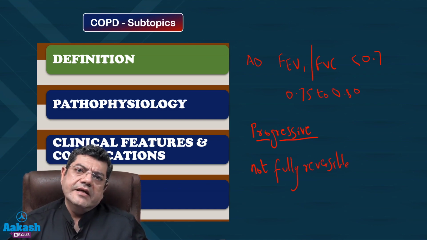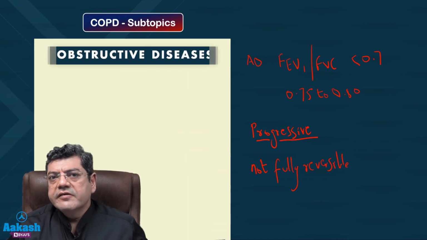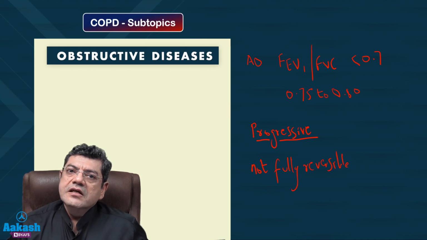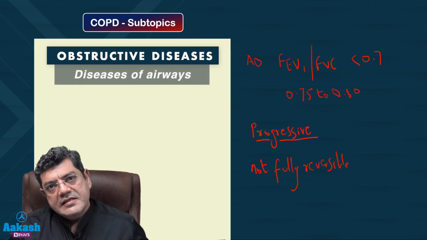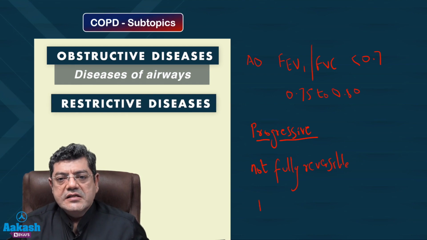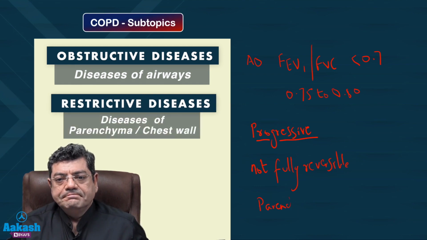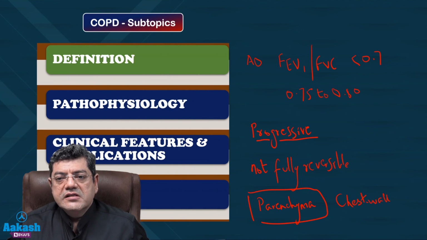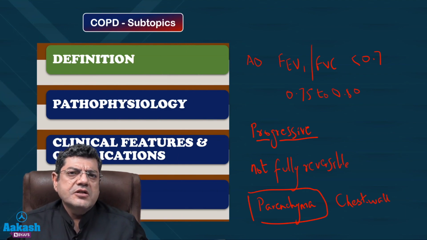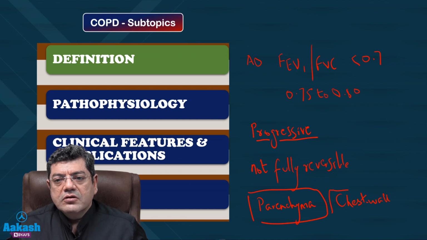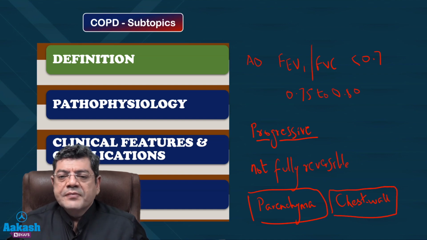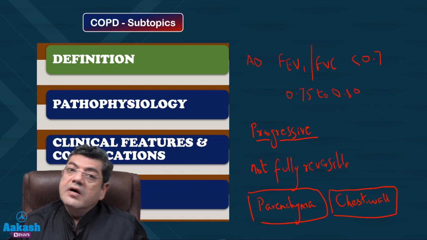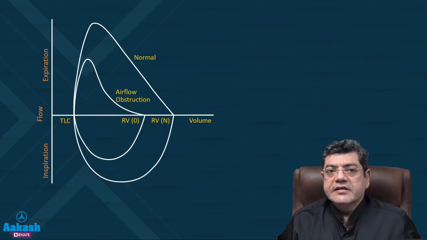Now, why is there airway obstruction? So, obstructive diseases are diseases of the airways, whereas restrictive diseases are diseases of the parenchyma, right? Or if not the parenchyma, the chest wall. What is the restriction? Obstruction is simple to understand. Obstruction to airflow. Restriction on lung volume, right? So, having discussed that basic difference, let's look at why there is airway obstruction in COPD, right?